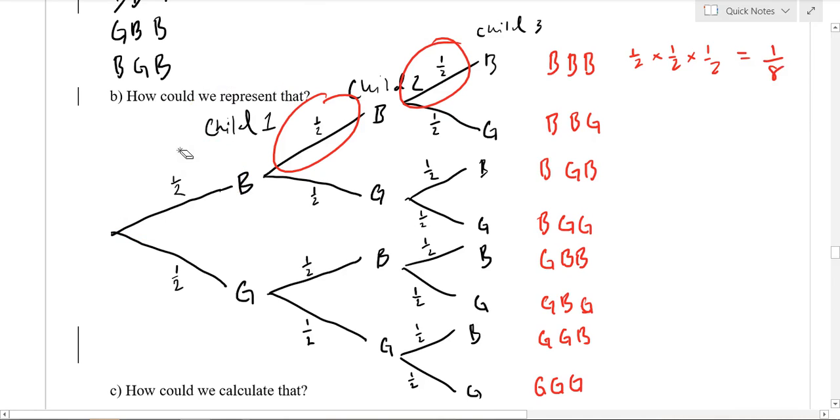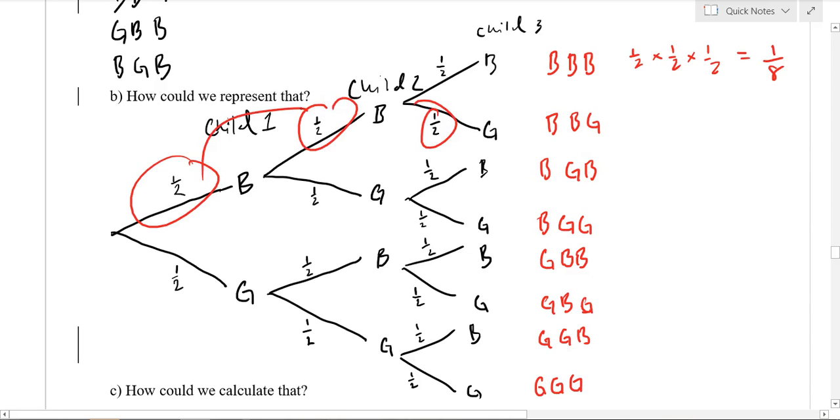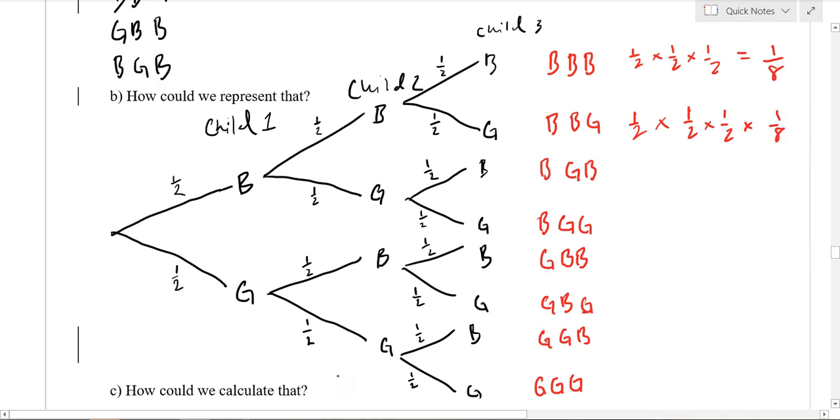It's the same process for even the second one, boy, boy, girl. A half times a half times a half, so all these 3 multiplied together. What you'll find is that because they're all essentially a half, it's going to be a half times a half times a half for all of them. That's basically how you calculate the probabilities for each of these outcomes.